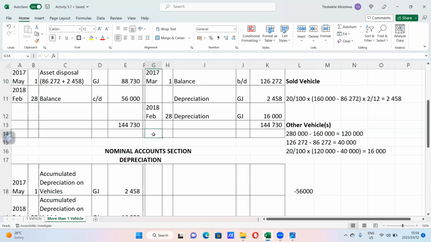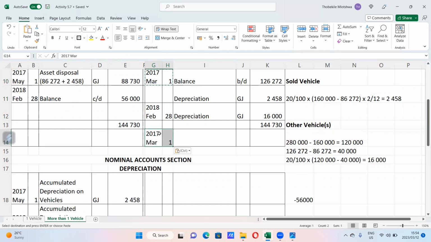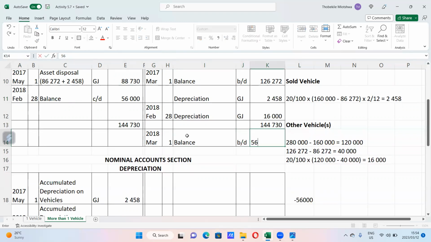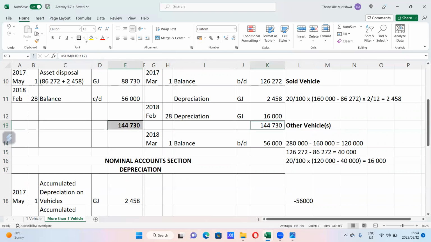So the opening balance for the following year, okay, what did I do? I didn't paste. The opening balance of the following year is going to be 56 because we've removed the one that we sold. Balance brought down and it's 56. After removing the one that we sold, this is what we remain with. So our accumulated depreciation is up to date for the end of year. Because remember, usually we are required to do depreciation for the end of the year. So it's up to date.